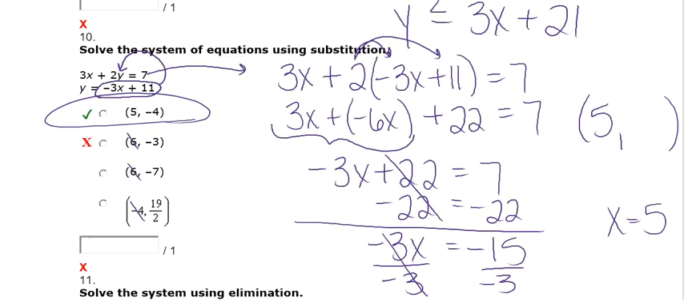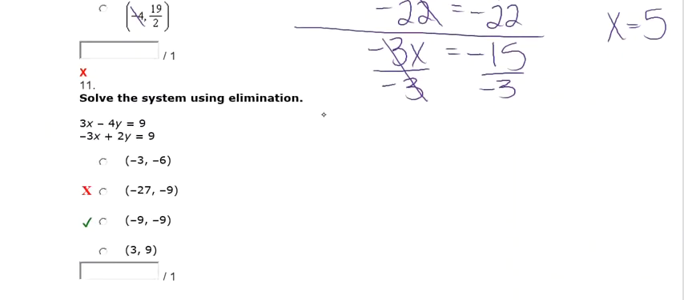If there were multiple answers with a 5, that means you would have to plug the 5 back into either equation. The bottom one here is the easiest. Plug the 5 back in, so negative 3 times 5, if you can see where my cursor is here, that's negative 15, and negative 15 plus 11 is negative 4. So you do in fact get the right y value for the ordered pair.